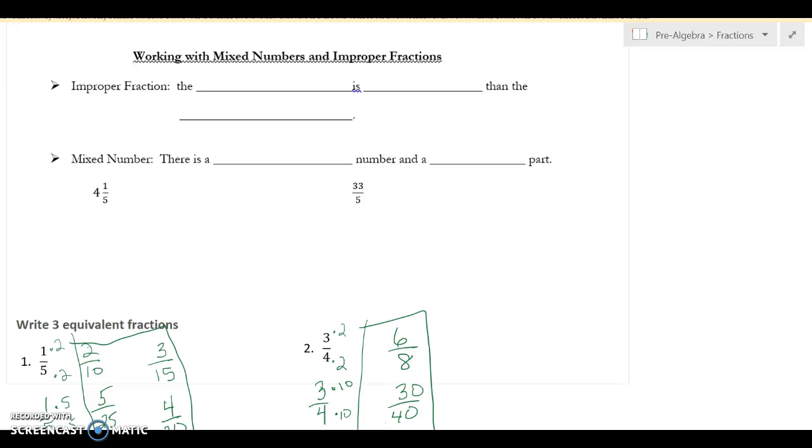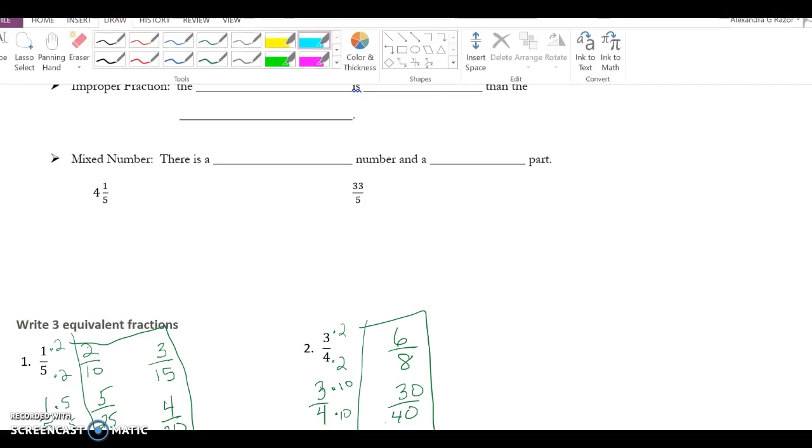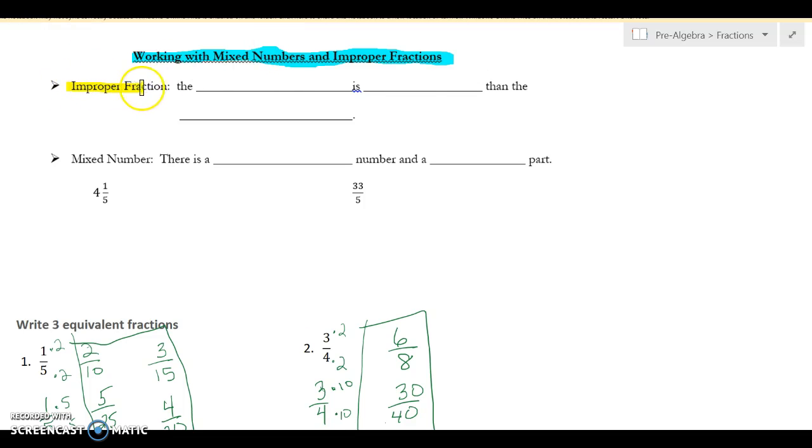All right, last type of problem we have for these notes. Last type of problem we have is writing mixed and improper fractions. So we need to know what the difference of these are. We got an improper and we have a mixed.